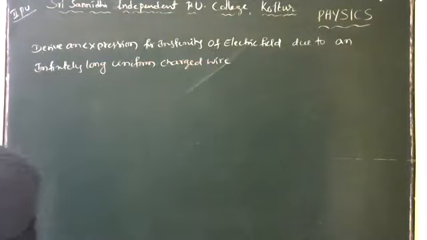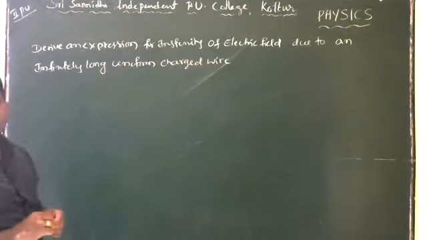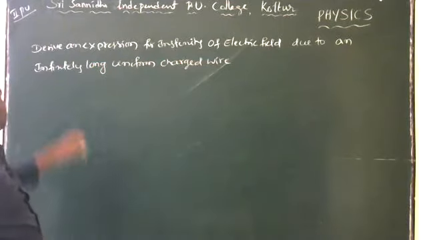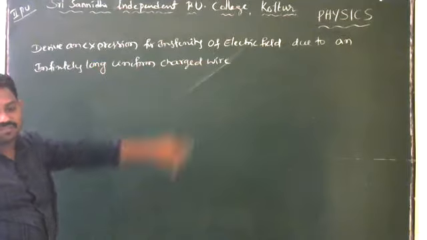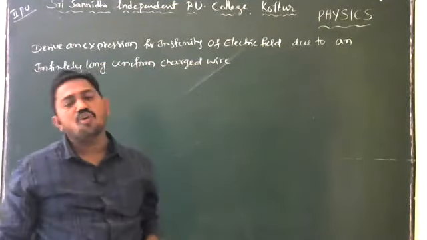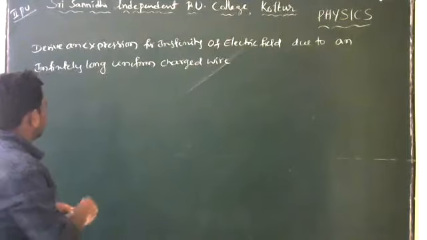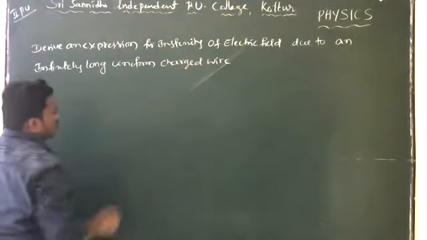So this is a very important question. Derive an expression for the intensity of electric field due to an infinitely long uniformly charged wire. Here, if you take one wire, this is an infinitely long wire. By using Gauss's law, this is a very important question.